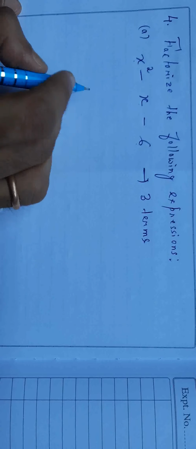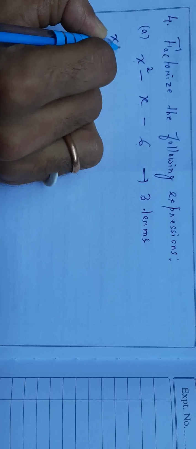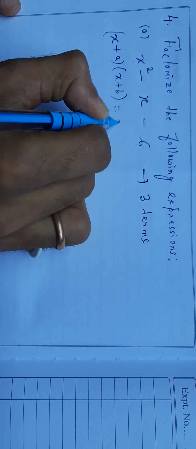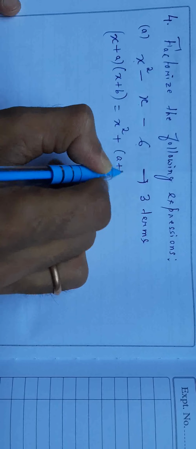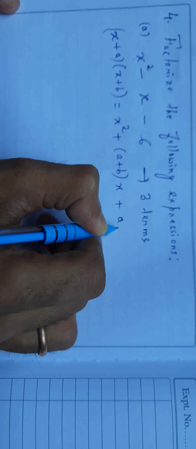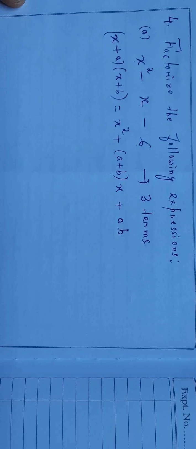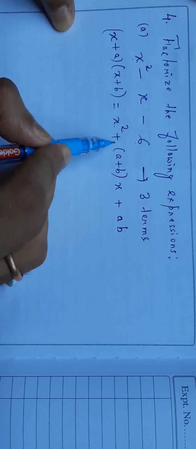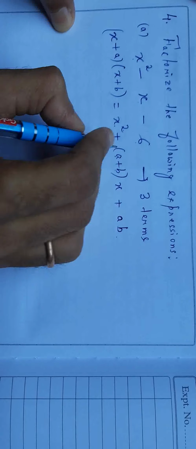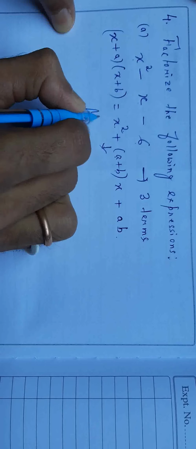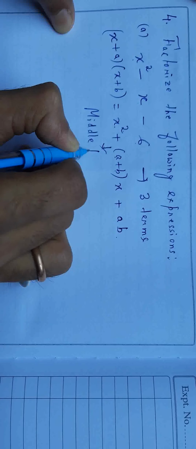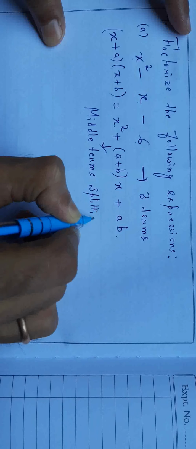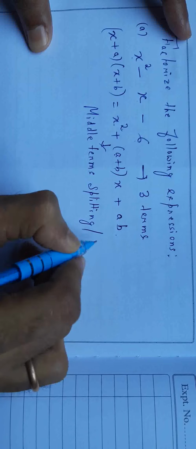seen in the last video, which is x plus a into x plus b, which equals x square plus a plus b, x plus a and b. So we'll try to convert the above expression into this right hand side form, that is x square plus a plus b x plus ab. This is also called middle term splitting or middle term factorization.